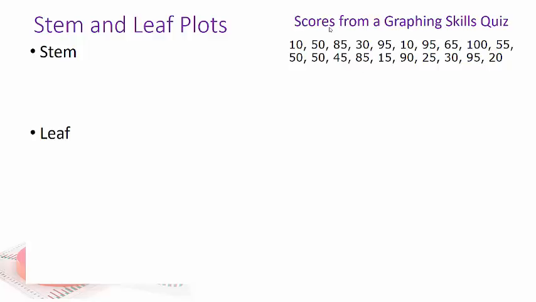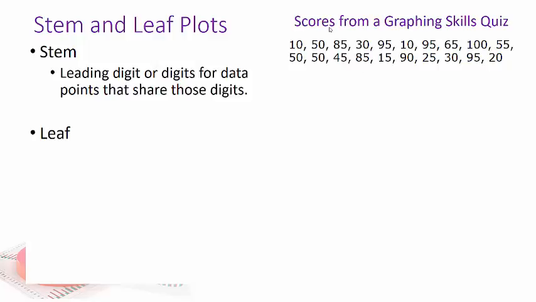And so you've seen these before. You learned them in 6th grade. So the stem is a leading digit or digits for data points that share those digits. In this case, I'm looking at quiz grades, so I'm going to look at the 10s place and higher. Those will be my stems. So sadly, the lowest quiz grade was a 10, so I will need a 1, going all the way up to the 100 that I have there.